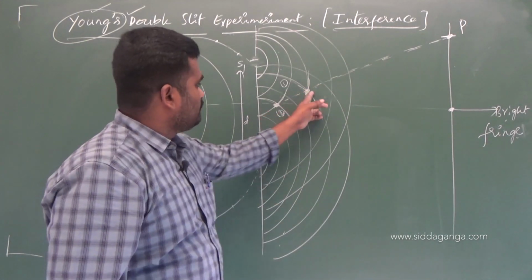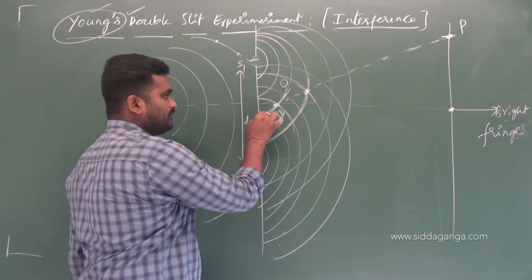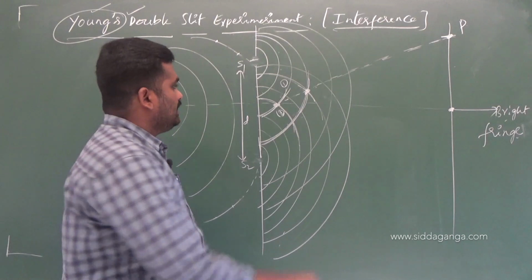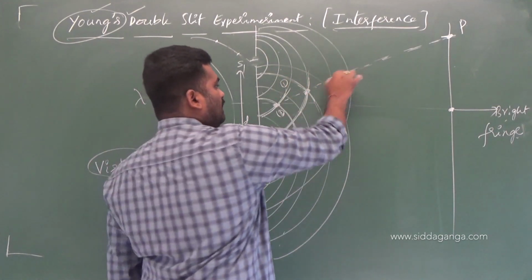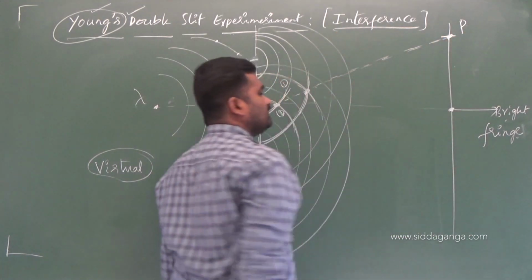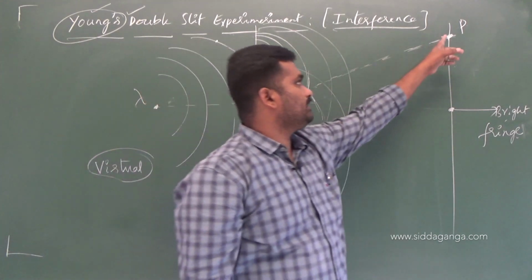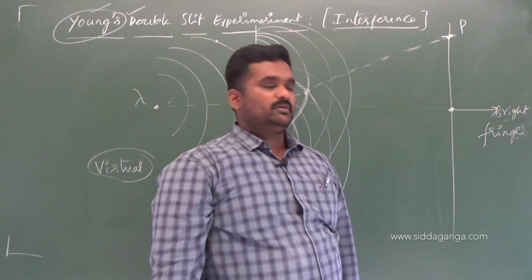If the first wave and the second wave have a phase difference of 2 pi, for example, all the waves with a phase difference of 2 pi will interfere at this point to form what? Which type of interference? Constructive interference. Then at point P, which type of interference is formed? Constructive interference is going to be formed.